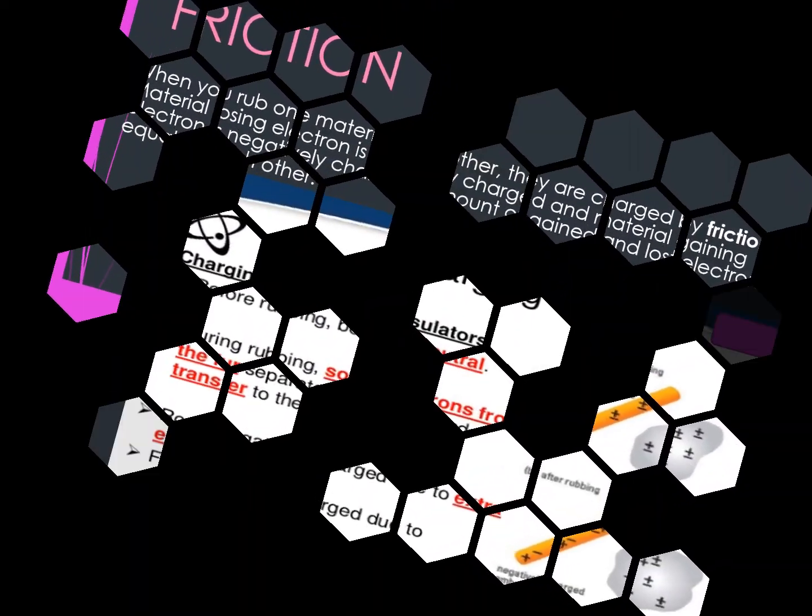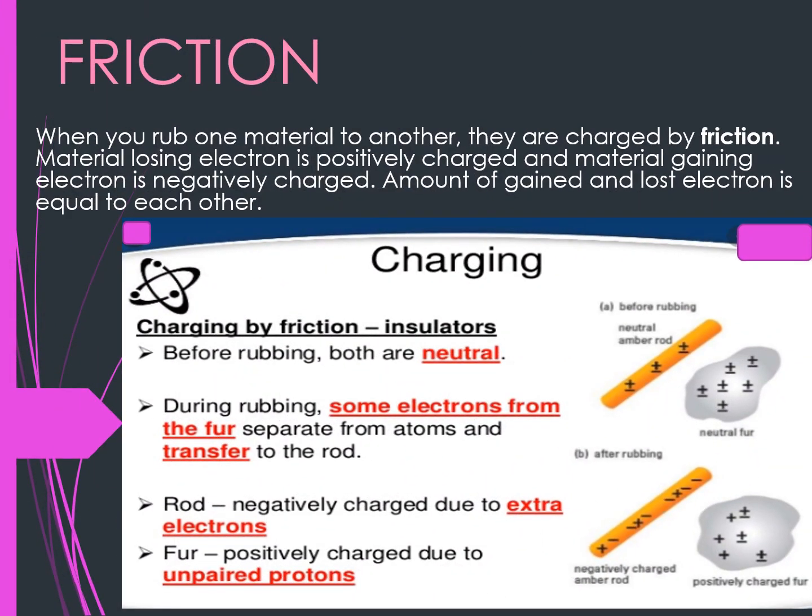In friction, one must rub one material against another. What happens by rubbing is that there is a transfer of electrons. Wherever there is a gain of electrons, that body becomes negatively charged. If a body loses electrons, that body becomes positively charged. But the magnitude of the positive charge should be equal to the magnitude of the negative charge.